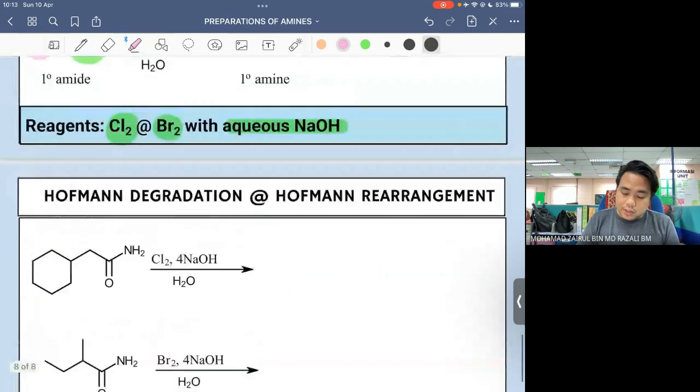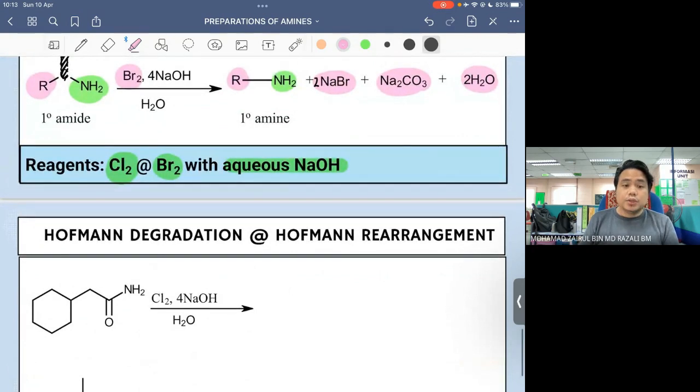Okay, so let's take a look at this example. For Hofmann degradation, first, it must only be from a primary amide. And another thing you must remember, your amine must have one less carbon atom. So how to draw the product? We just cut down the C double bond O. So the rest I copy back.